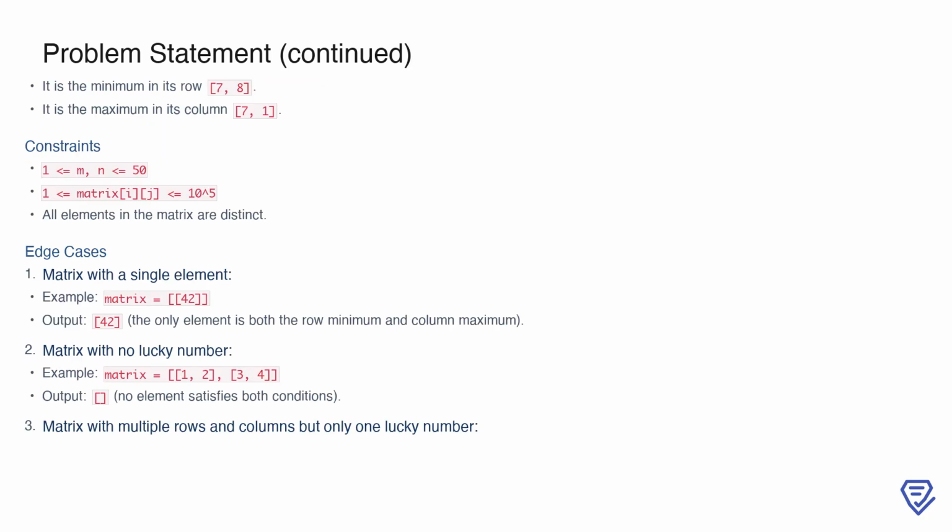To wrap up, let's review the constraints and some edge cases. The constraints ensure that the matrix has at least one row and one column but no more than 50 rows and 50 columns. Each element in the matrix is unique and falls between 1 and 100,000. For edge cases, consider a matrix with a single element, like 42. Here, the output is 42, since the only element is both the row minimum and column maximum. Another edge case is a matrix where no lucky number exists, such as 1, 2, 3, 4, which results in an empty output. This happens because no element satisfies both conditions simultaneously.